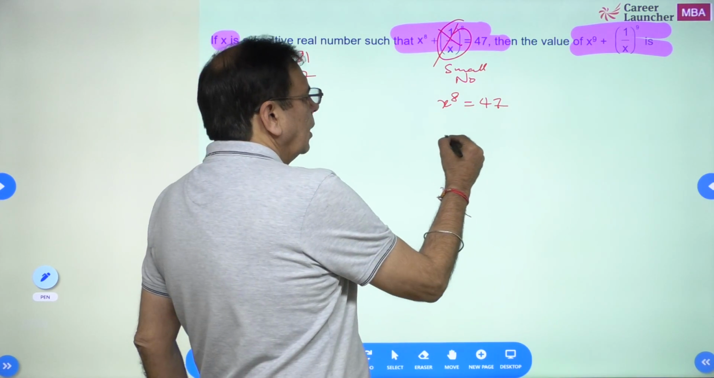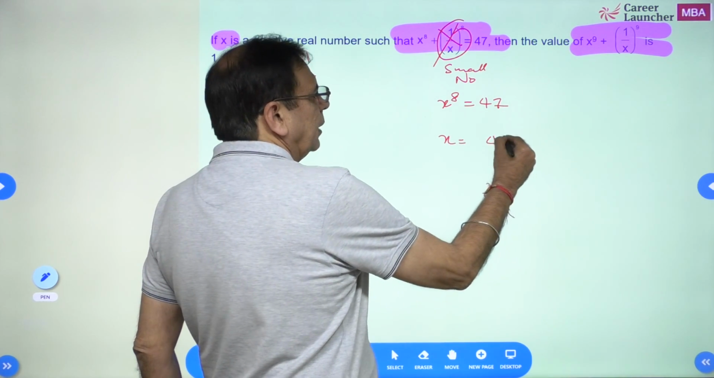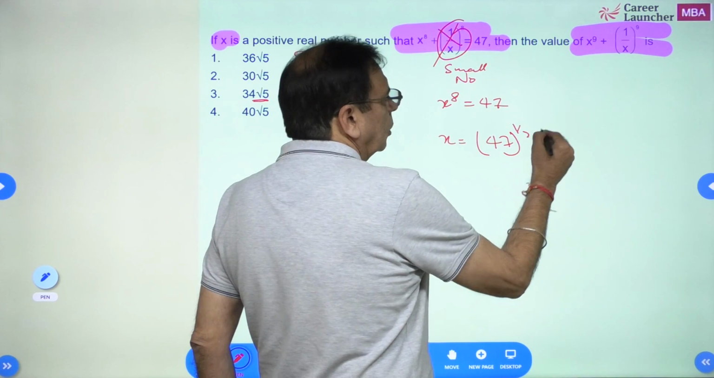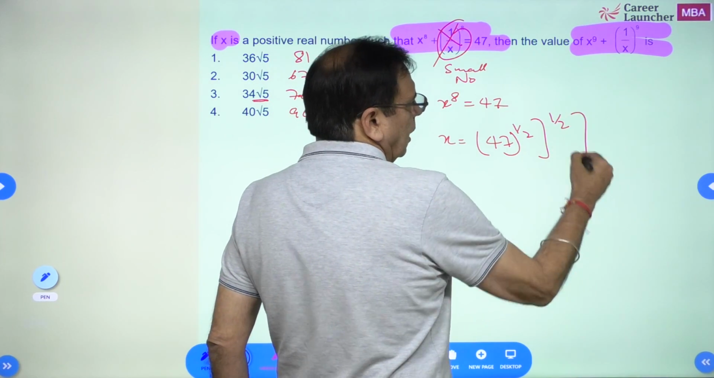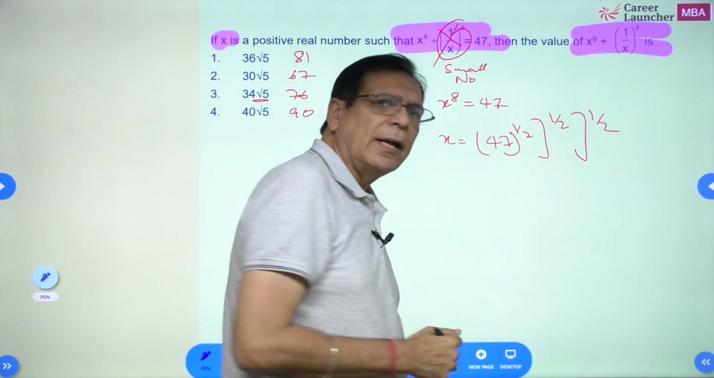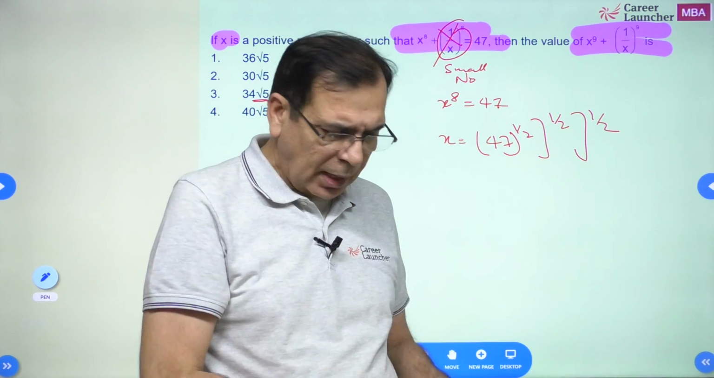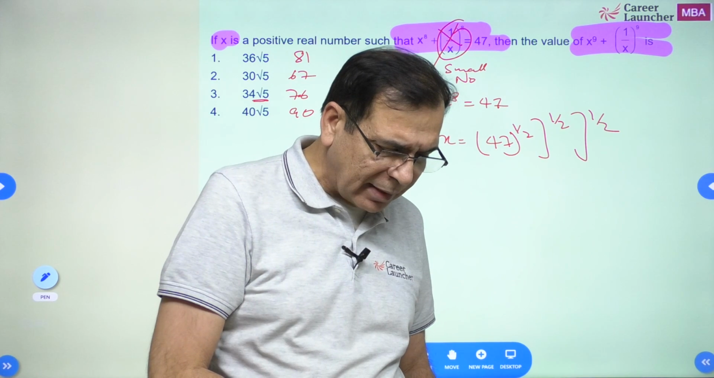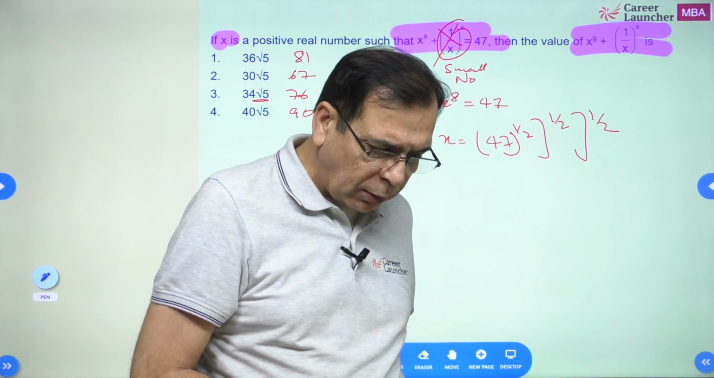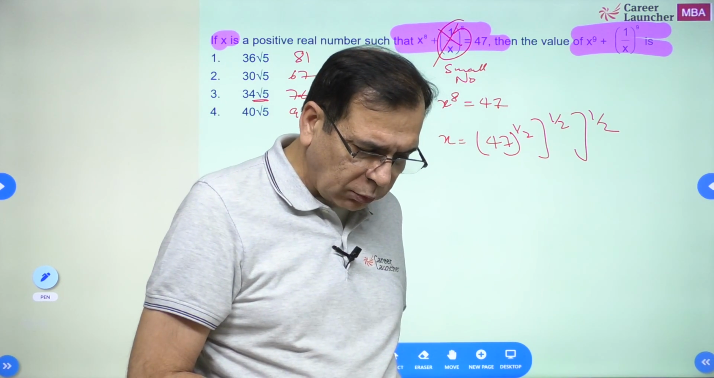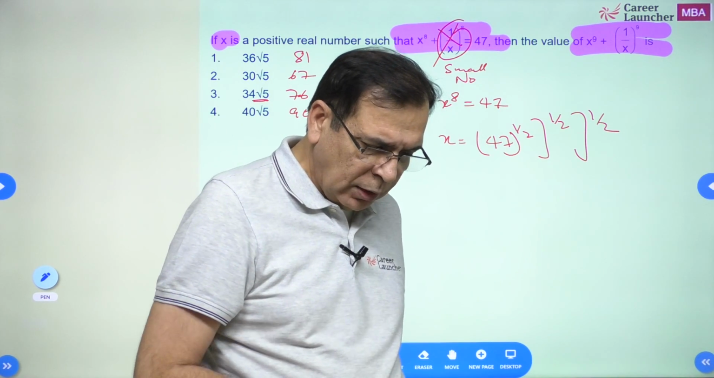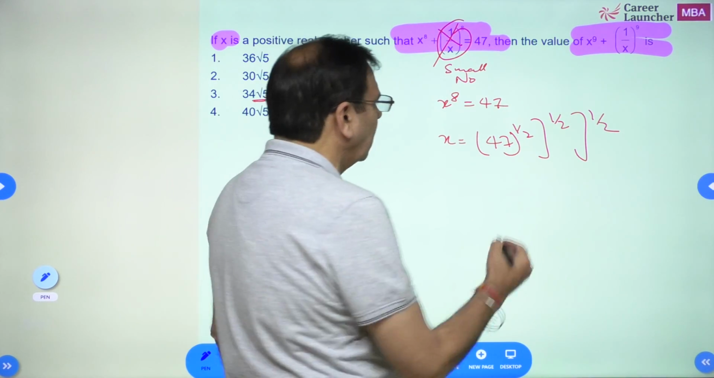What did I do? So what is x going to be? 47 का square root का square root का square root. This is what x will be. Calculator खोला. So I have a calculator with me. I'll use the calculator because CAT में भी मैंने exactly यही किया था. So square root of 47 is 6.85. Square root of 6.85, 2.61. Square root of 2.61, 1.618.